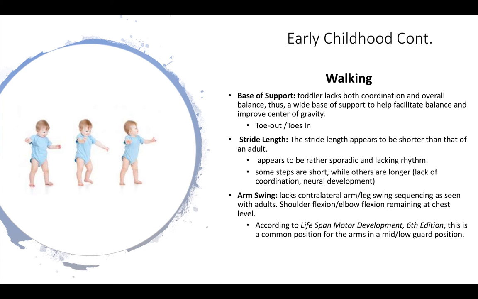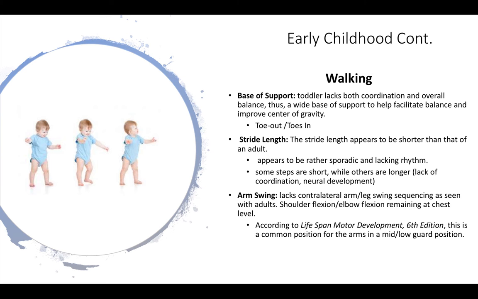Okay, so then we get on to walking. So we have, with the base of support, toddlers lack both coordination and overall balance. Thus, there's usually a wider base of support. And generally accompanying that wider base of support is a toe out. Although toe in can also be seen, generally the toes go outward.